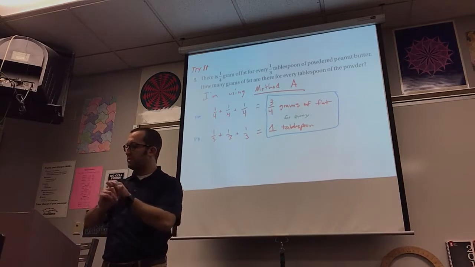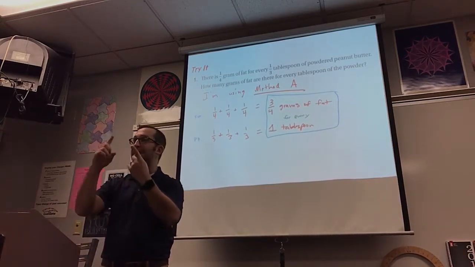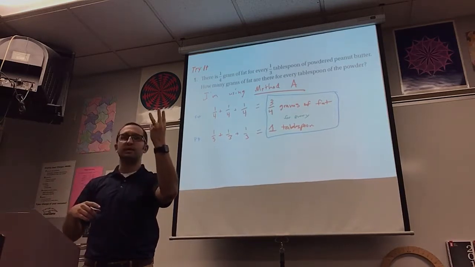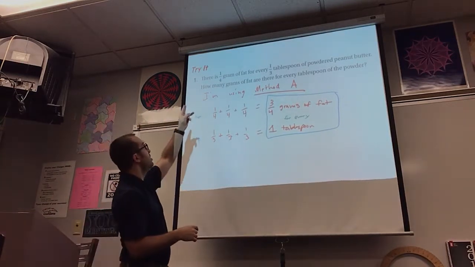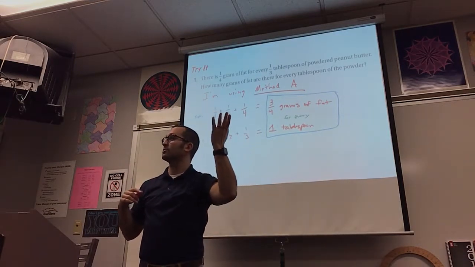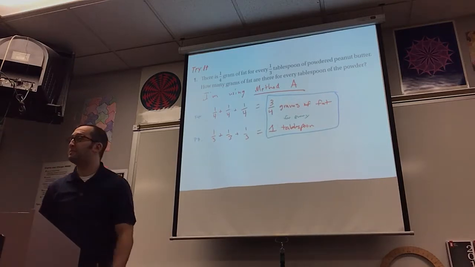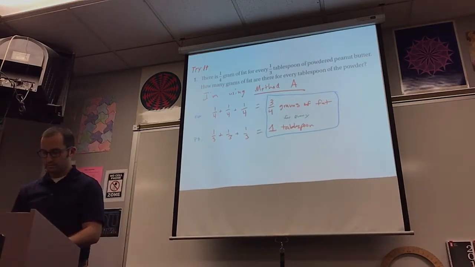I said, all right, there's 1/3 tablespoon of peanut butter. I want 1 whole tablespoon, so how many thirds will I need? 3. I'll need 3. So how many quarter grams of fat will I need? 3 quarters. That's how I did it, method A. Now, if you use method B, what would you do?